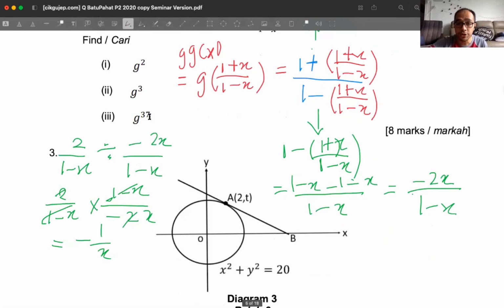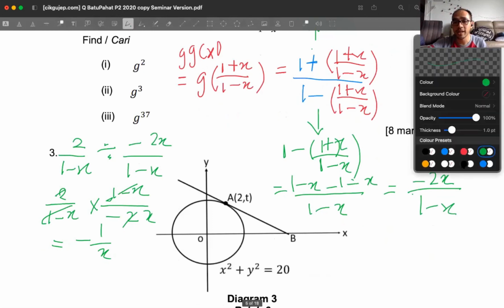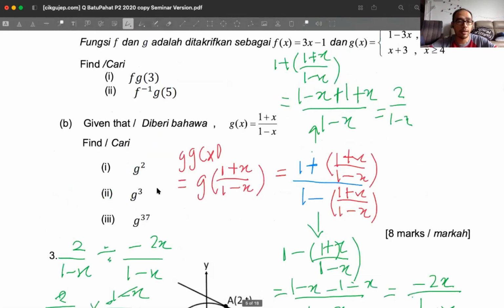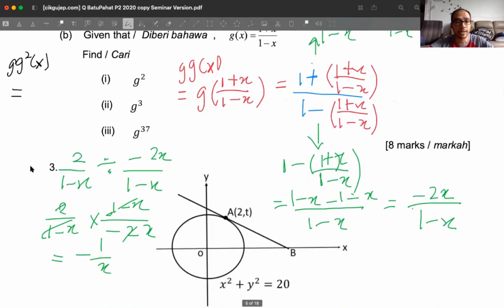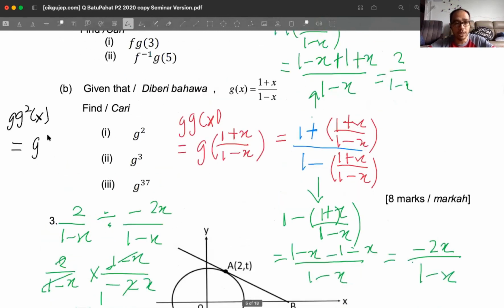Okay, G3. It's getting more and more annoying. So G3, wow, I'm running out of space. Let me see if I can do it on top here. You know what, I can. So G3 is actually G2 of x, correct? G2 of x we've already done. G2 of x is negative 1 over x. So this is G of negative 1 over x.